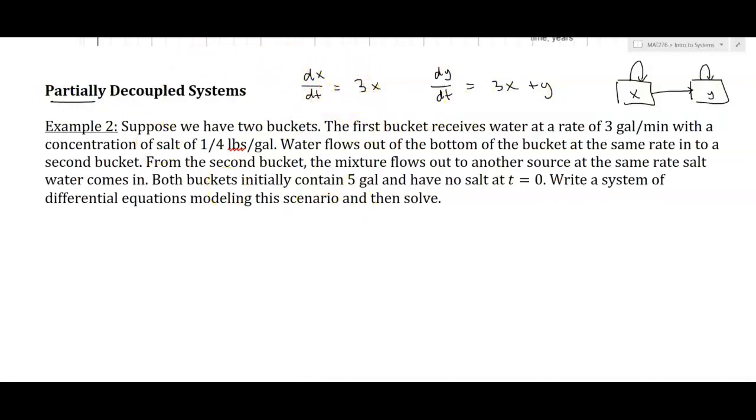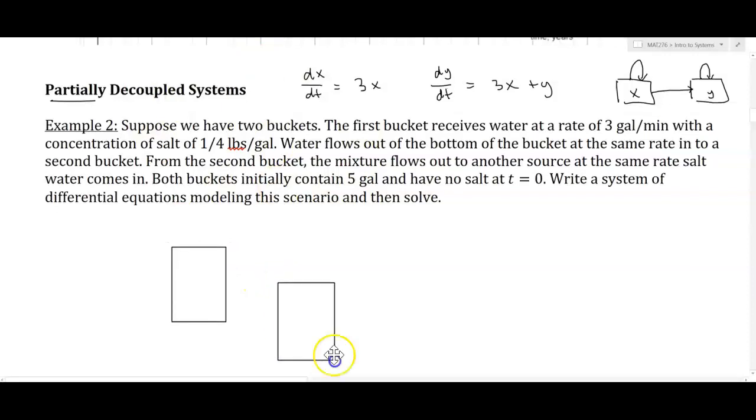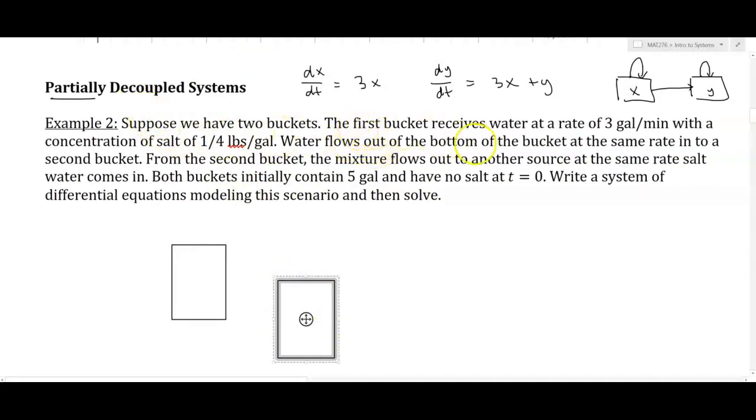So let's suppose that we have two buckets, and I'm just going to draw these two buckets. So here's a bucket, and then maybe here's another bucket. And what we have going on is the first bucket receives water at a rate of 3 gallons per minute with a concentration of salt of 1/4 pounds per gallon. So what we have coming into this bucket, and it doesn't really matter where we draw this arrow, is 3 gallons per minute concentrated with 1/4 or 0.25 pounds for every 1 gallon.